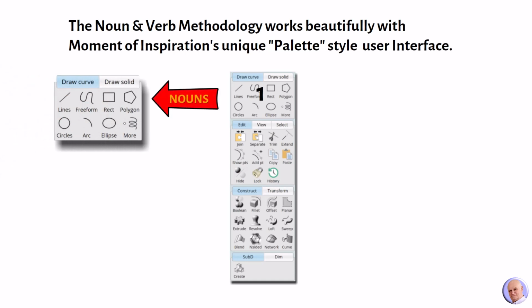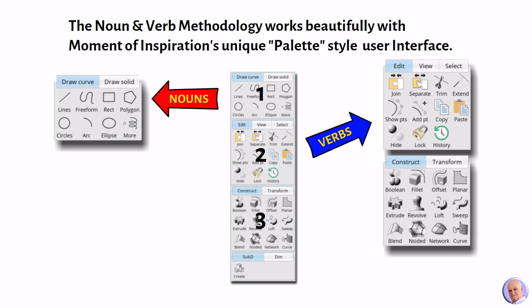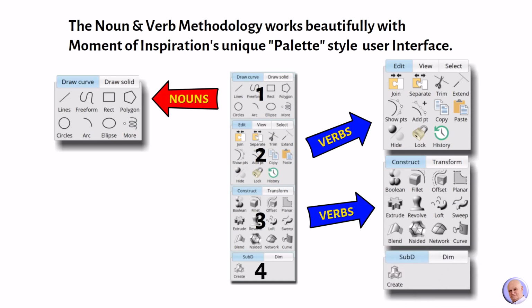Palette number 1 is where all 2D and 3D nouns like circles, polygons, and text are found. Palette 2 is where the edit, view, and select verbs like trim and show points are found. Palette 3 is where we find our most important construct and transform action verbs, like extrude, revolve, and scale. And Palette 4 is where we find the newest verbs for importing and dimensional documentation.